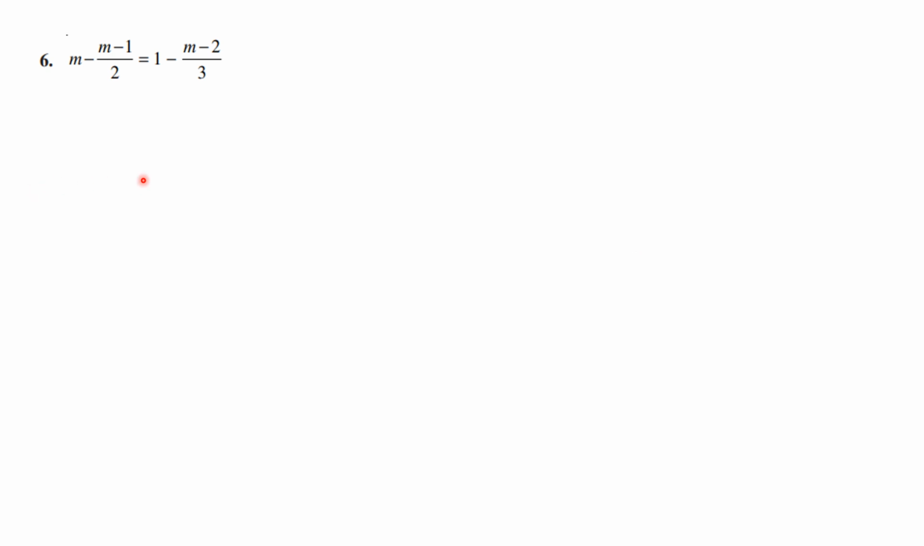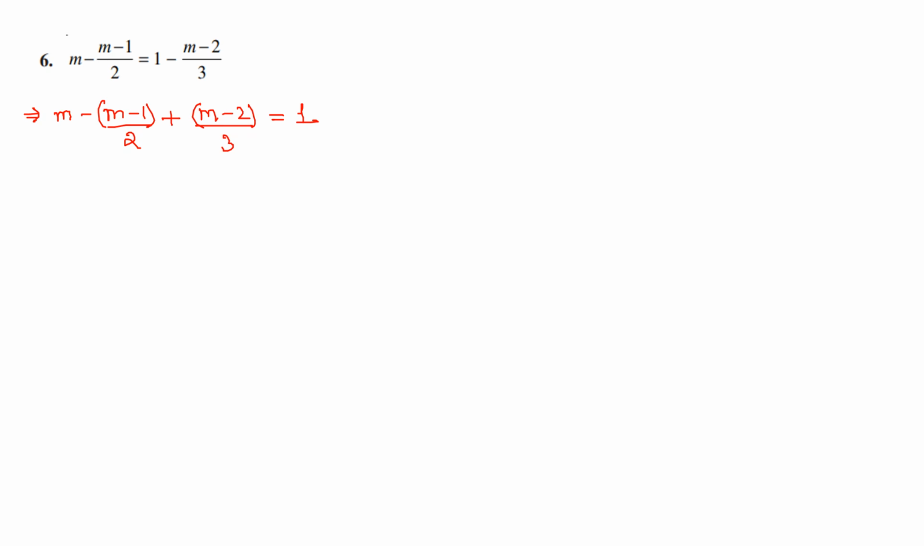Now the sixth question. m minus 1 by 2 equal to 1 minus m minus 2 by 3. Here also you can see the variable m is present in the RHS also. So I'm going to transpose that to LHS. So it will become m minus 1 by 2, and as I said, put a bracket, plus m minus 2 by 3 equal to 1. Now you can see how it became plus, because here it is minus. So when I transpose it, it will become plus. And then in the RHS only 1 will be left.